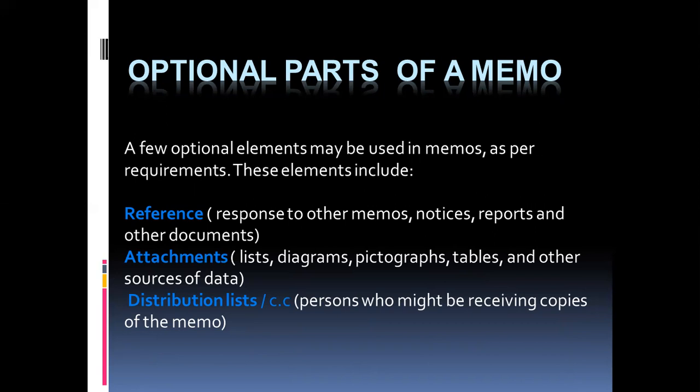Then we have attachments, lists, diagrams, pictographs, tables, and other sources of data. So we all know what attachments are. If needed, you can attach some of these things here, the facts and figures. Then we have the distribution list, CC. We know that from email: the people who might be receiving copies of the memos. Everybody who has to receive copies, we can add them in that CC box.